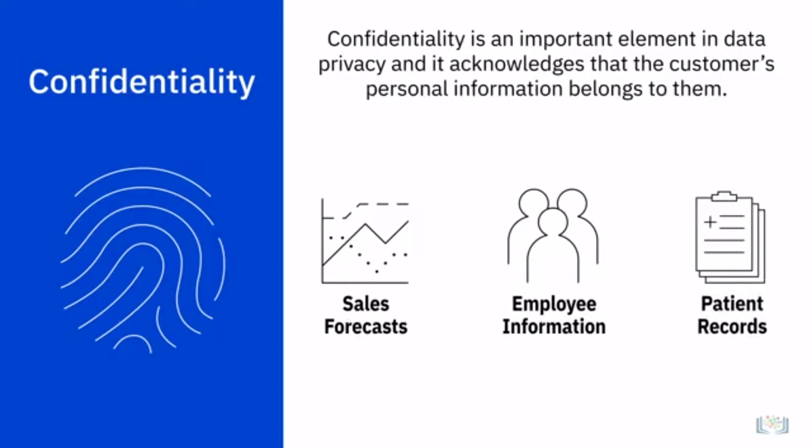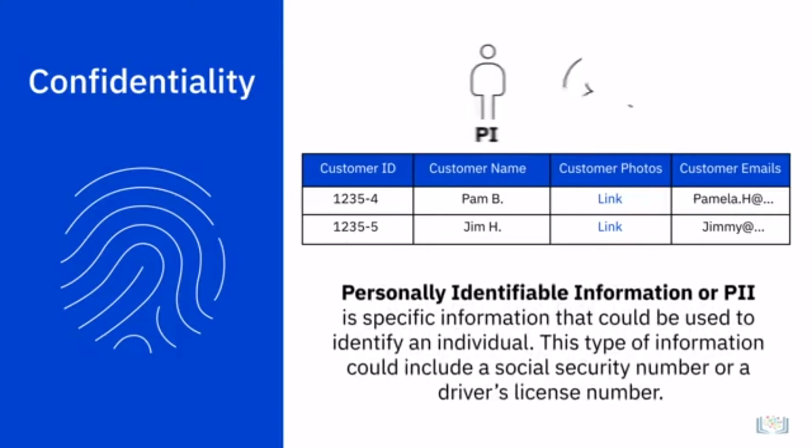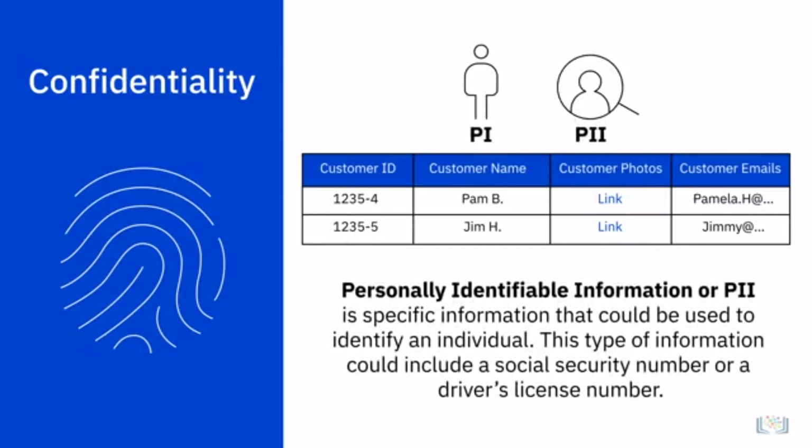Personal information, or PI, is any type of information that can be traced back to a specific individual. This type of information can include anything from emails to images. Personally identifiable information, or PII, is specific information that could be used to identify an individual. This type of information could include a social security number or a driver's license number.